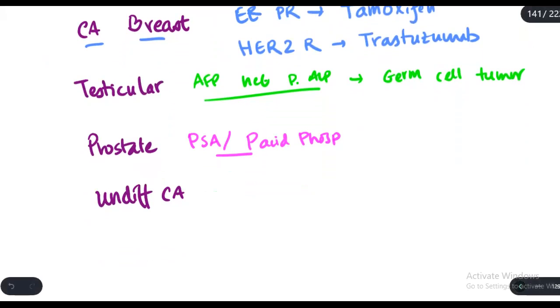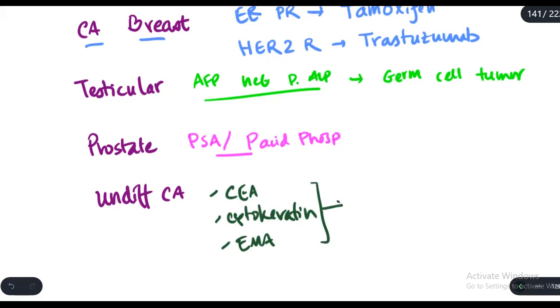In any undifferentiated cancer, we can use markers such as CEA, cytokeratin, and epithelial membrane antigen, or EMA. All of those, if positive, will favor a carcinoma.